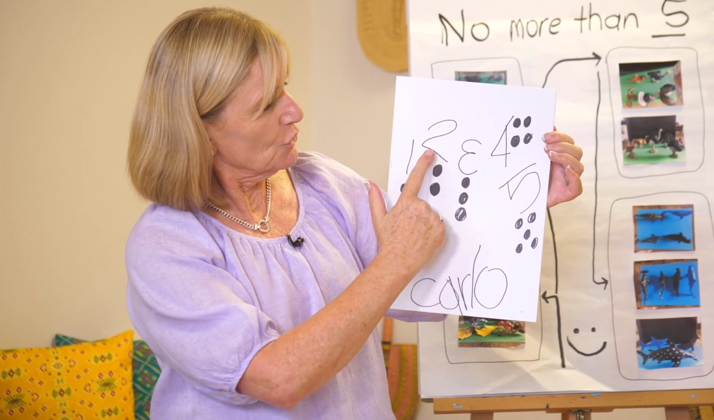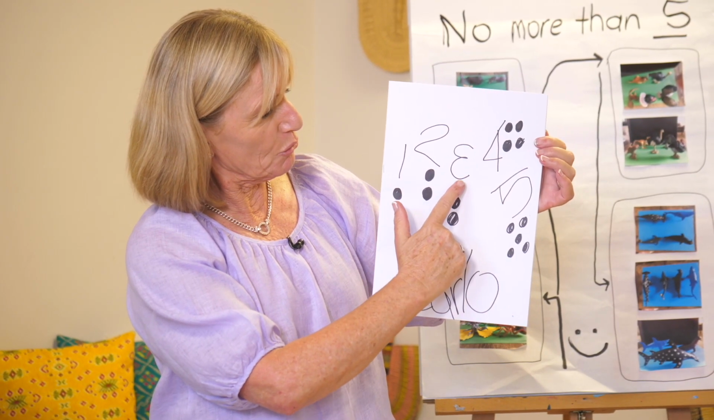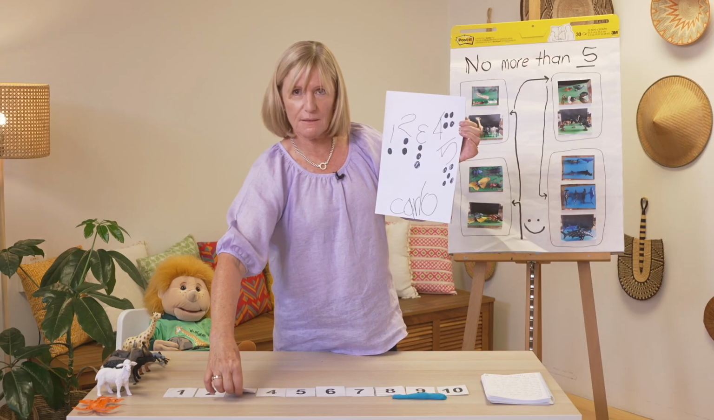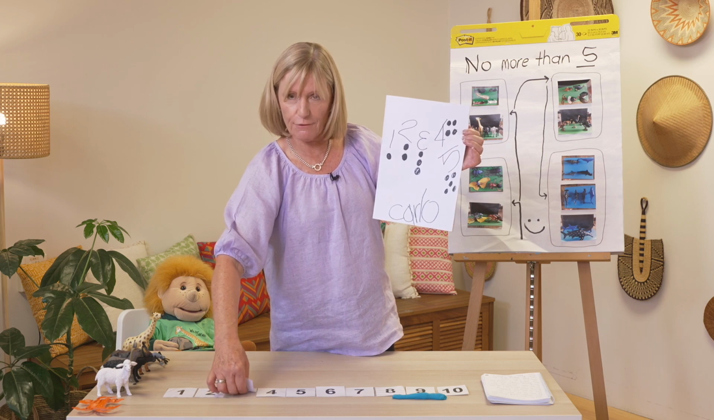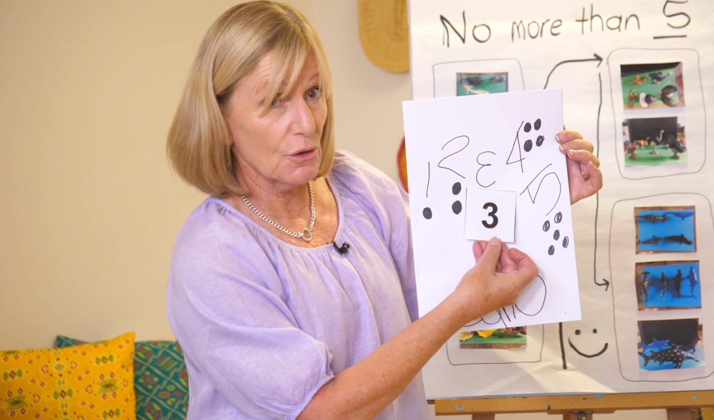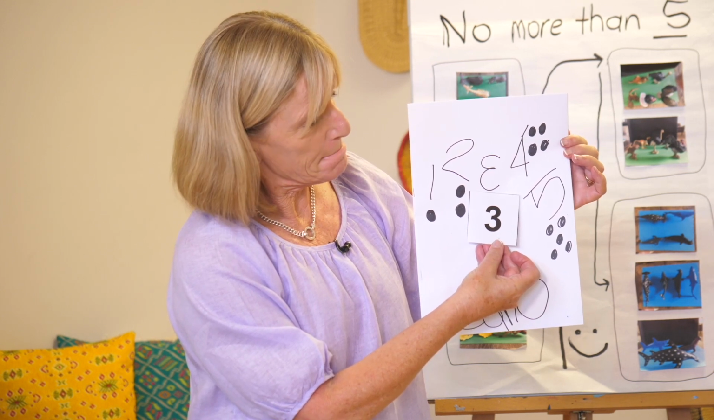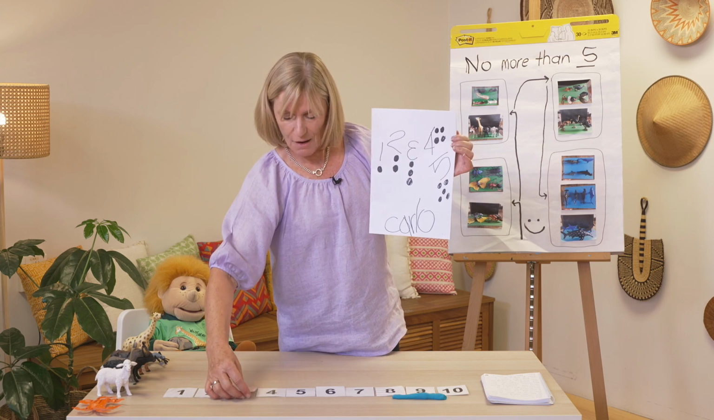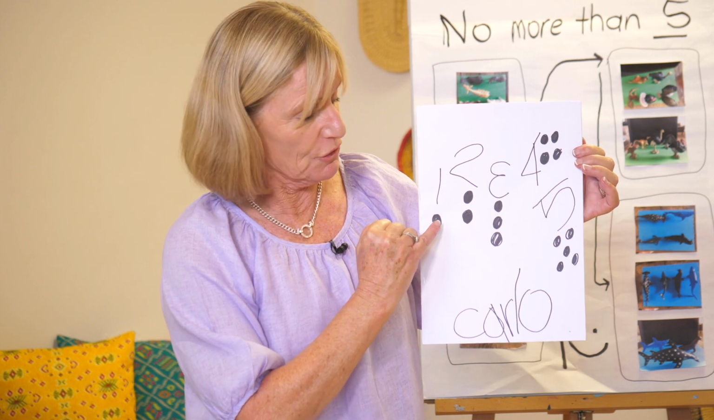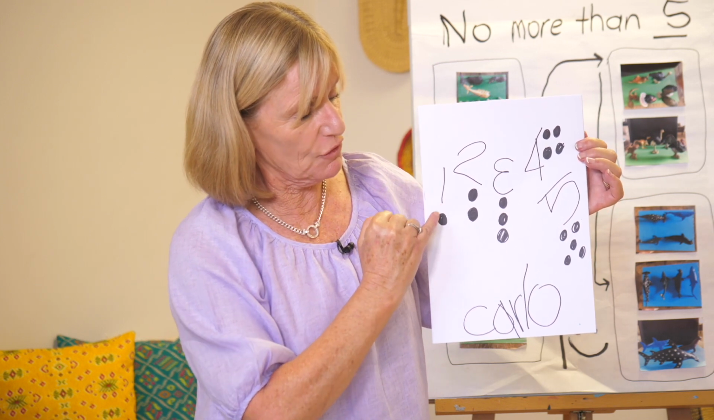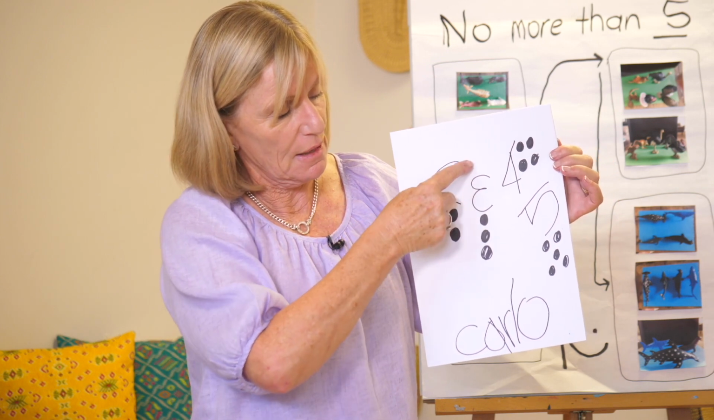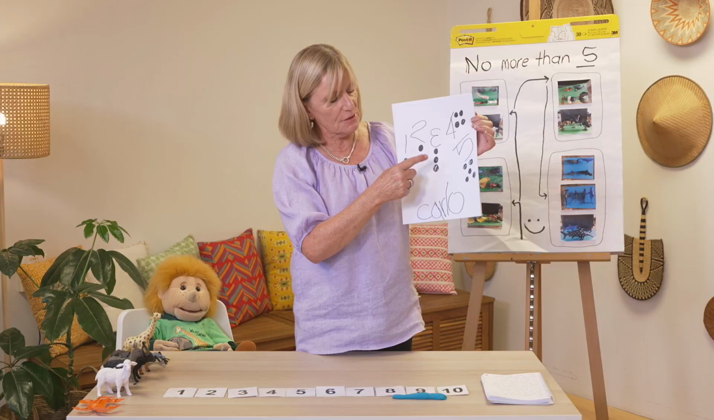1, 2, 3, 4, 5. 3 is a really hard number to write, and I love the way Carlo's had a go. Do you think Carlo's 3 looks like mine? I can see underneath each of the numerals, Carlo's put a dot. 1 under the number 1, 2 under number 3. Let's check and see if he got this right.